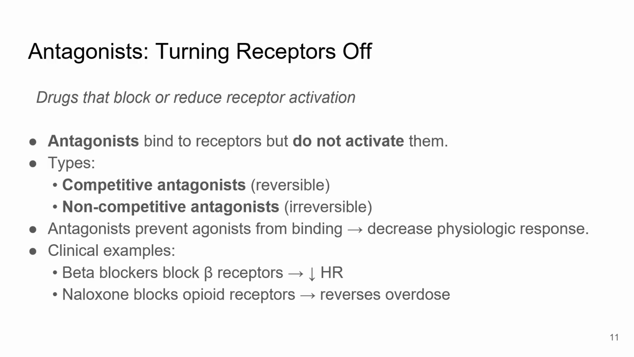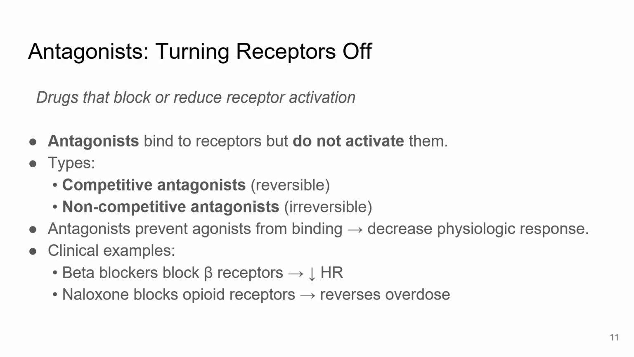Competitive antagonists bind reversibly to the receptor. This means they compete with agonists for the same binding site, and their effects can be overcome if enough of an agonist is present. That's where that competitive term comes in. Non-competitive antagonists bind irreversibly. Once they attach to a receptor, that receptor is essentially taken out of service until the body makes new ones.